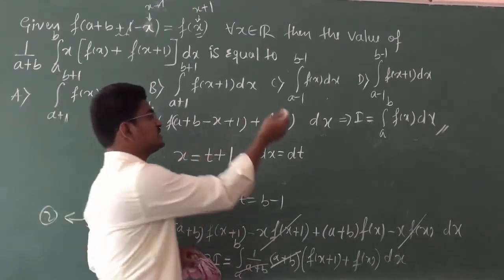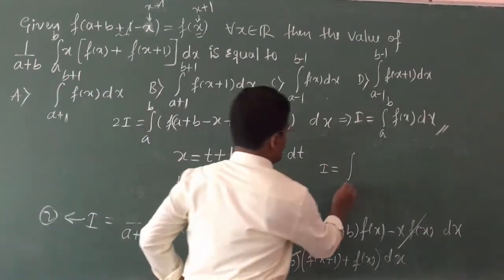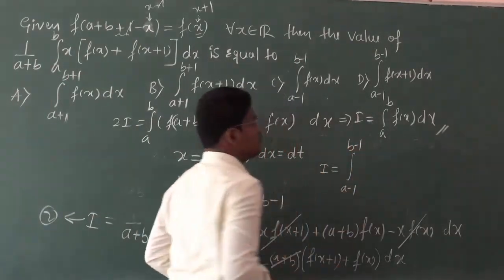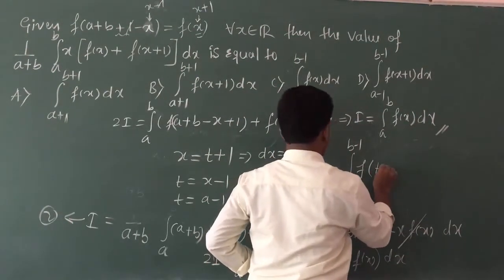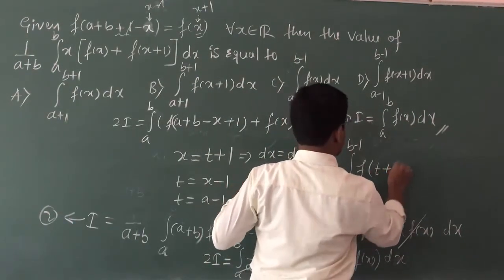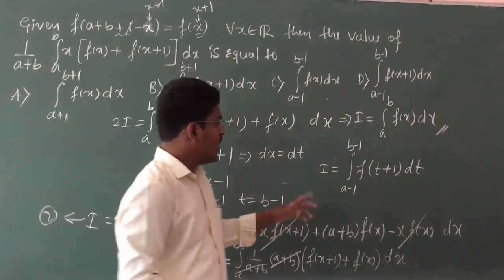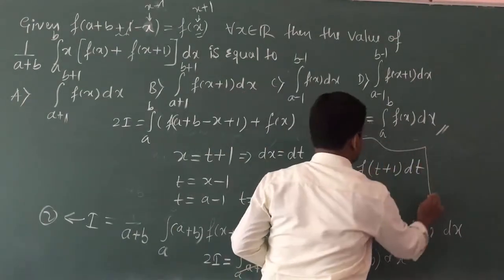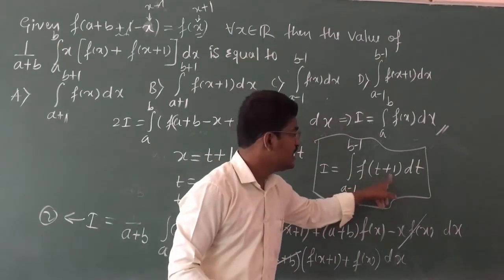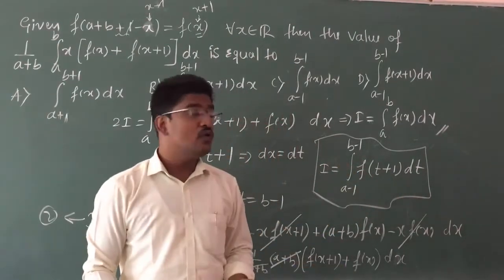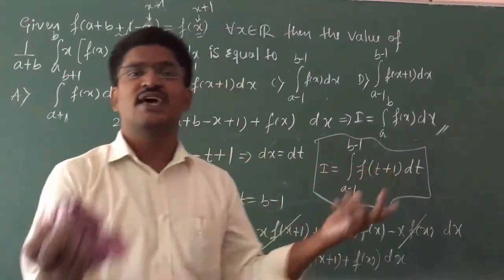So no problem, you replace the things. I equal to lower limit is a minus 1, upper limit is b minus 1, f of x is t plus 1 with respect to dt, because dx is dt. So now you got this result, that is a minus 1 to b minus 1 f of t plus 1 dt. So as you all know, you can change the variables of definite integrals from t to x because they are dummy variables.